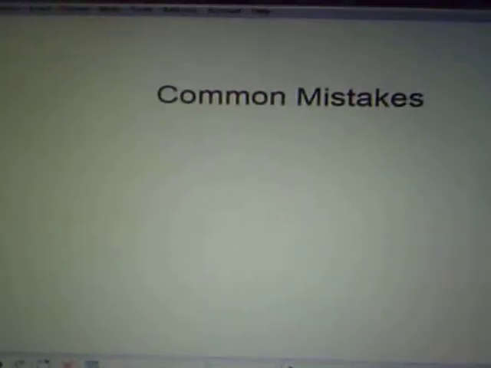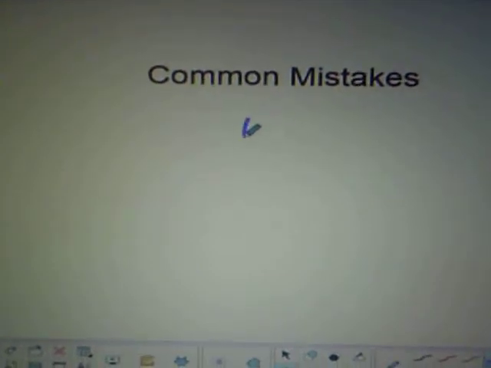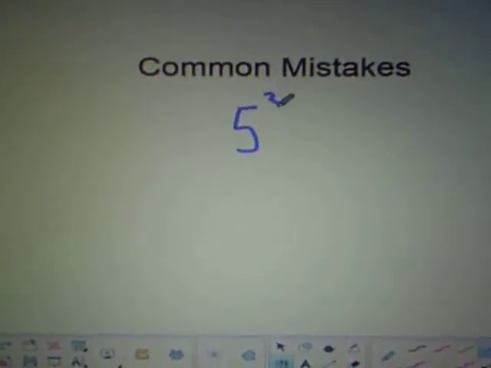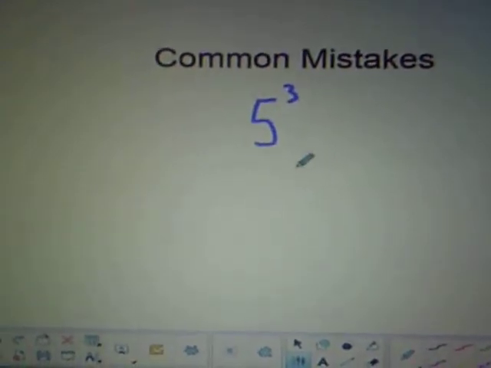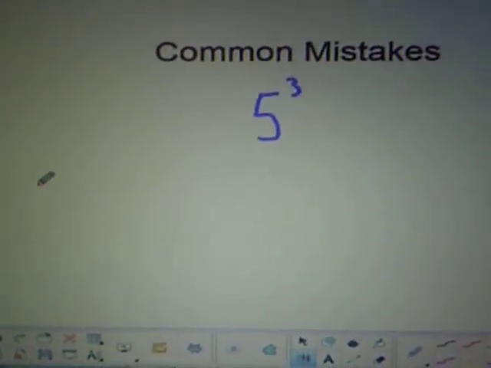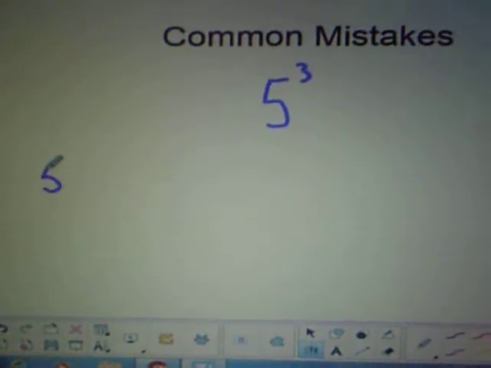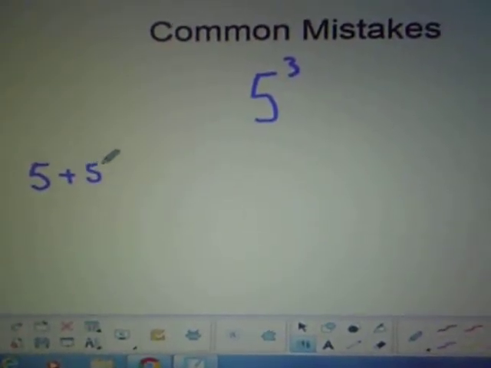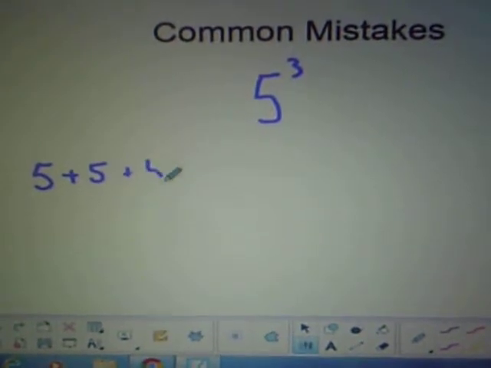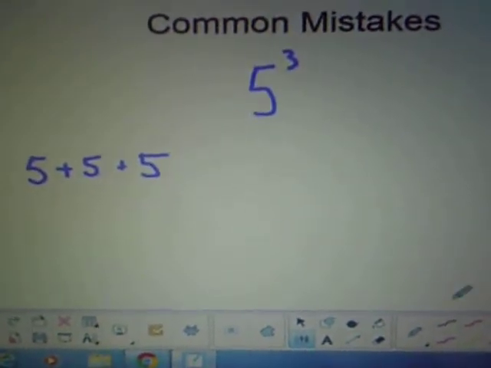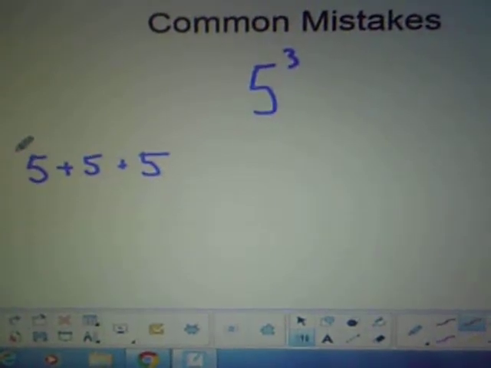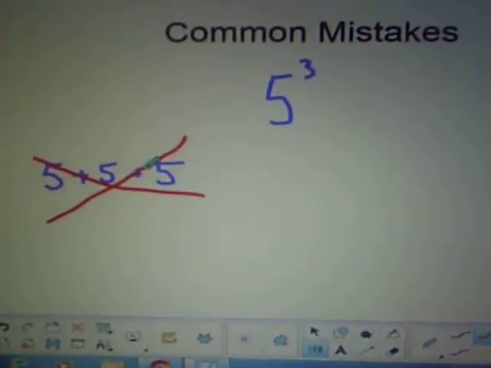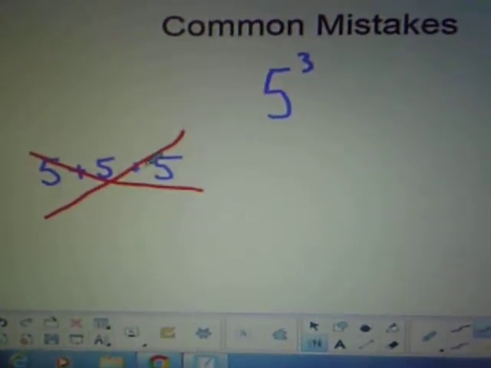Some common mistakes that students make. Let's use our previous example of 5 exponent 3. Some common mistakes are students will write out 5 plus 5 plus 5. This is not correct. It must be multiplication, 5 times 5 times 5.